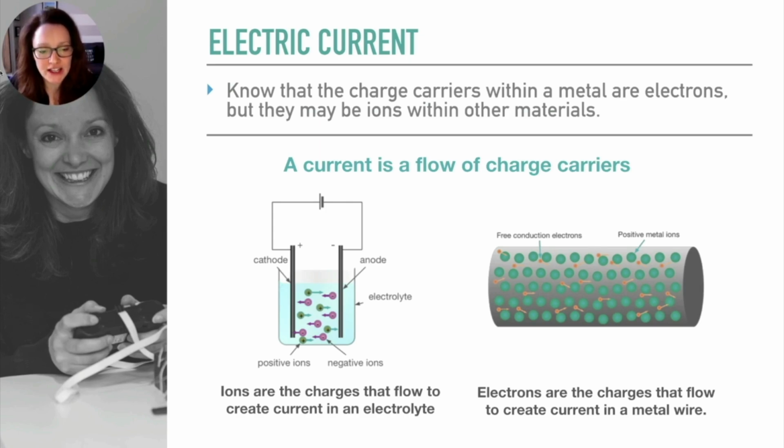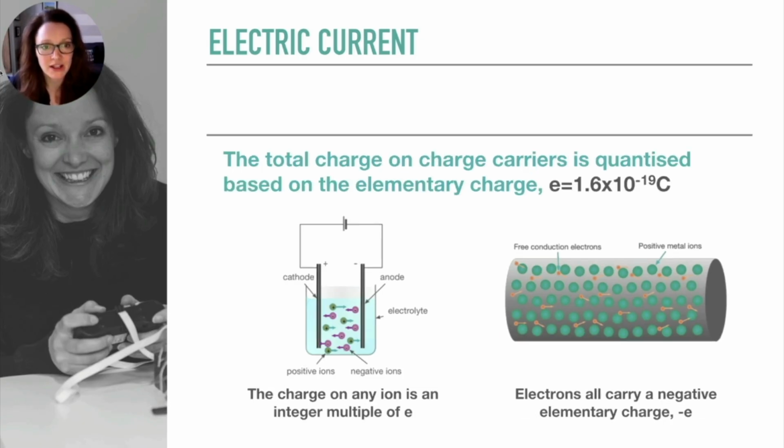So when you're looking at an electrolyte or a solution, then the current is a flow of charge, and it's usually ions. If we then go to a solid like metal, the charge carriers are electrons. They flow the charge around the circuit. So an electric current there is a flow of charge, and it happens to be electrons that carry that current round.